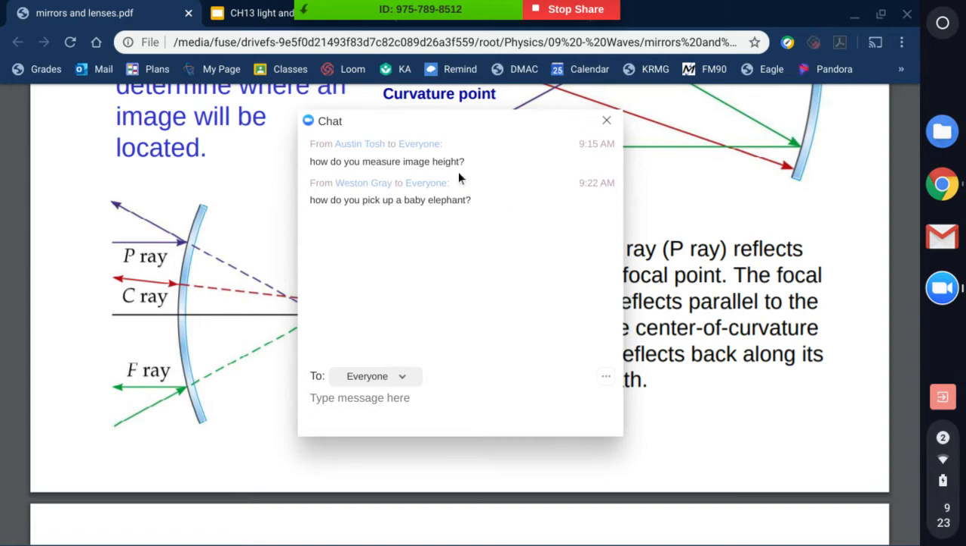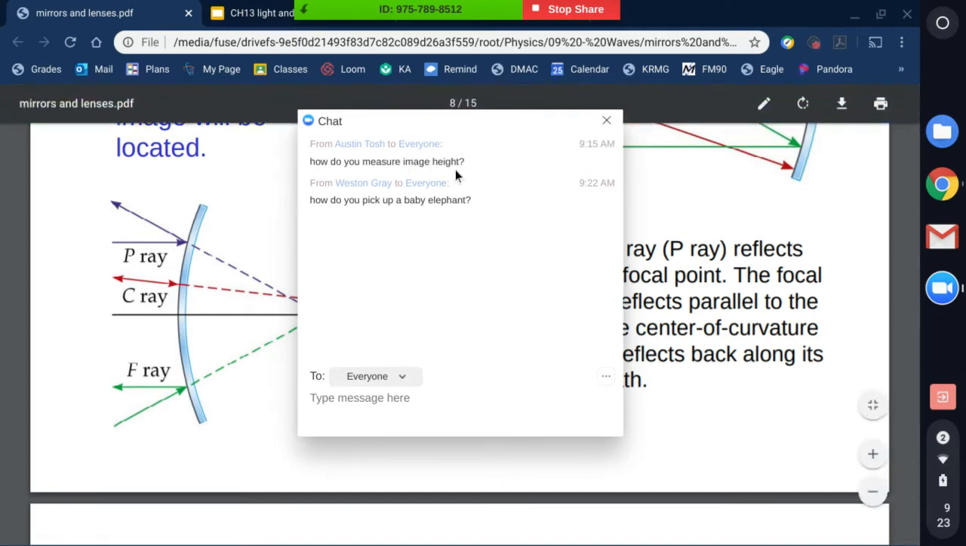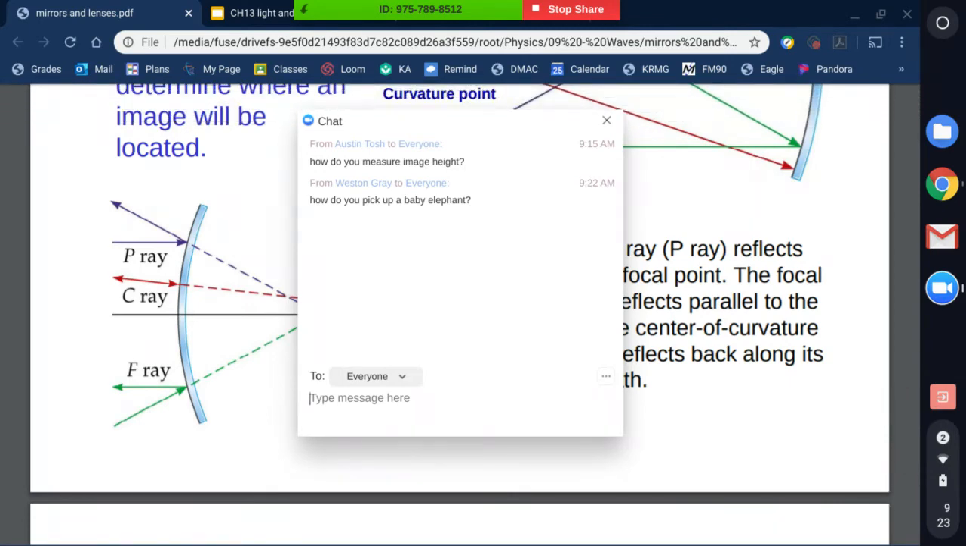The way you measure image height is, if it's an object, you measure the object itself, and then there are equations that let you calculate the image height. If it's a virtual image and it's behind the surface of the mirror, you can't actually get in there and measure it. The cool thing is, if you have a mirror that makes a real image, like one of these concave mirrors, then the image is actually projected somewhere in front of the mirror. So you can literally have it projected onto something like a screen or a piece of paper, and you can use a ruler to measure how high it is.